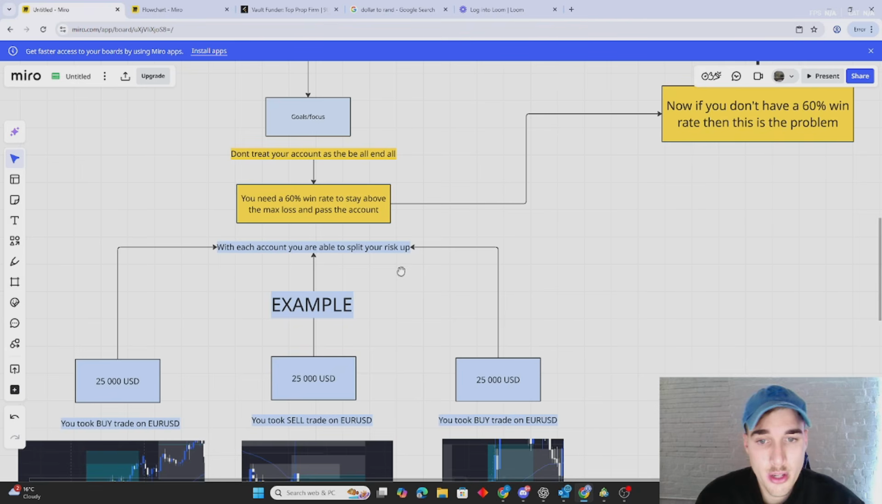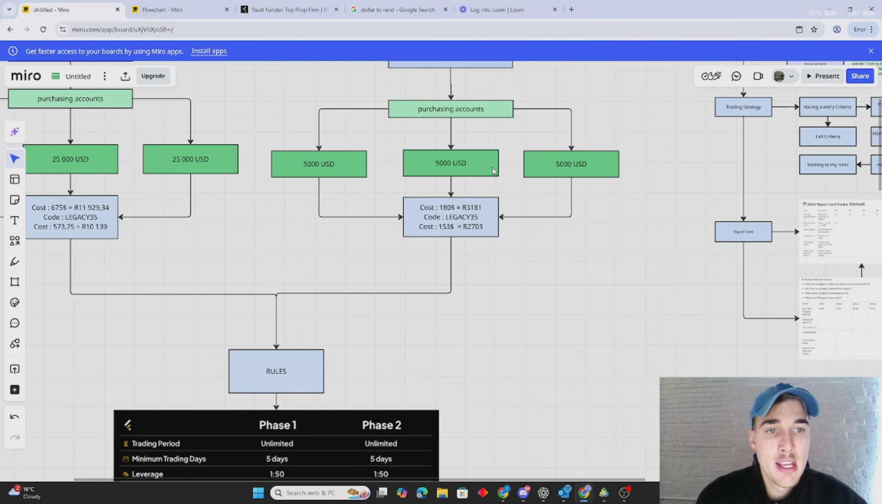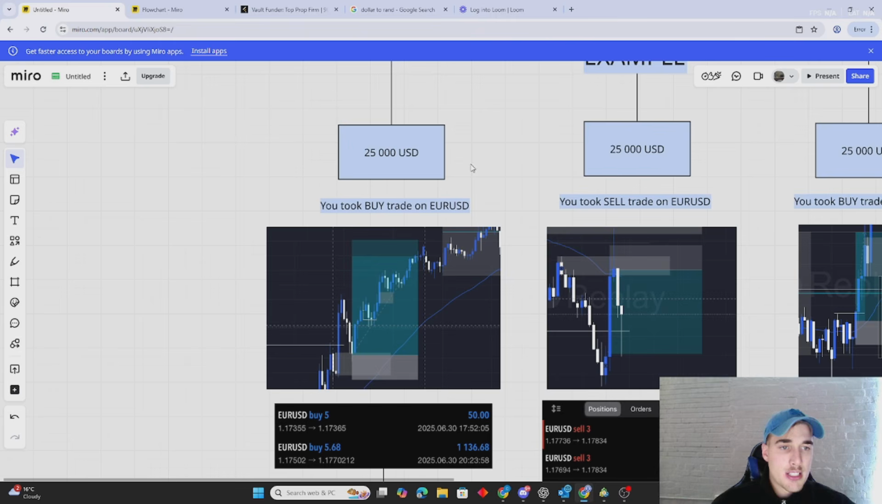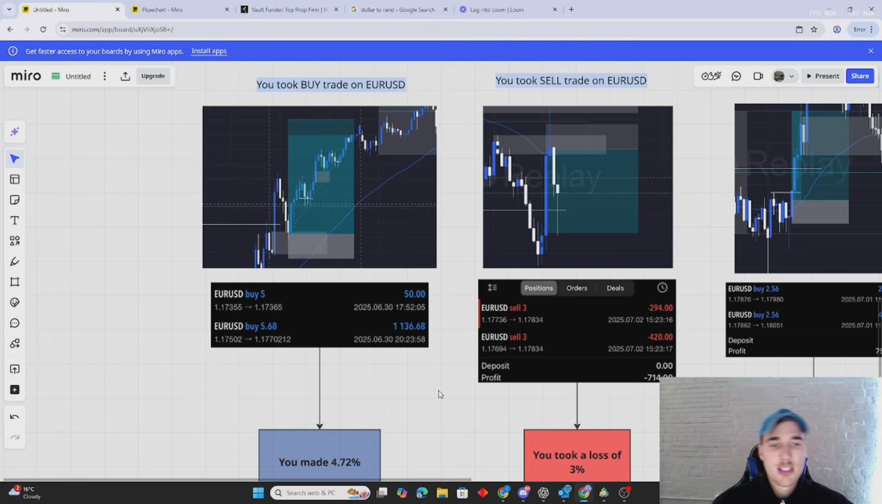With each account, you are able to split up your risk. That's what I was talking about when it comes to buying 3 accounts. You only have to pass one and get a payout of 3% to cover all the costs. So the example I'm going to use here is a $25,000 account. For example, $25,000 times 3, we're sitting at $75,000. We took a buy on Euro USD, as you can see, and we made 4.72%. Keep in mind, this is on a bigger account, so I just wanted to use some screenshots to explain.